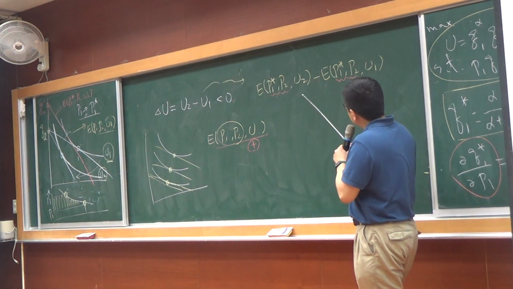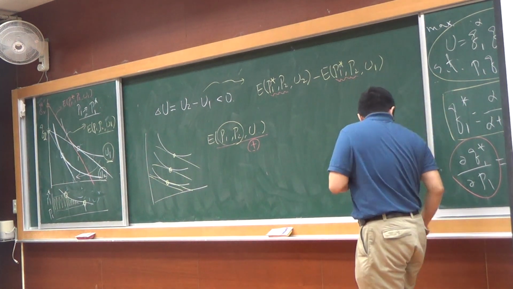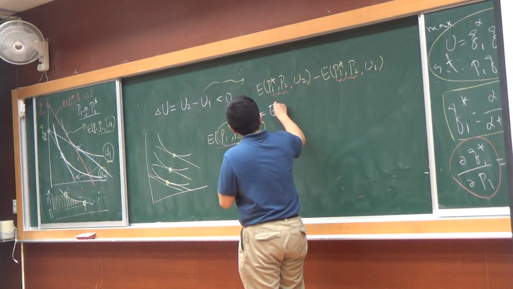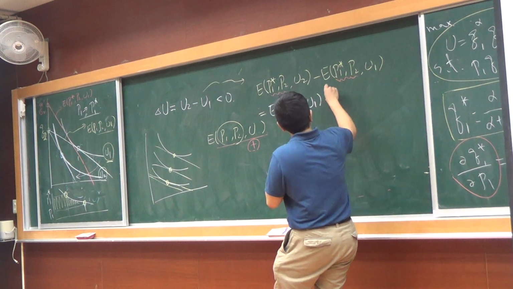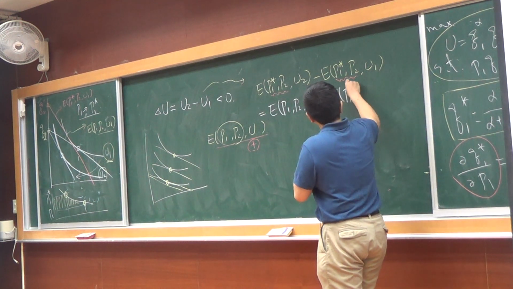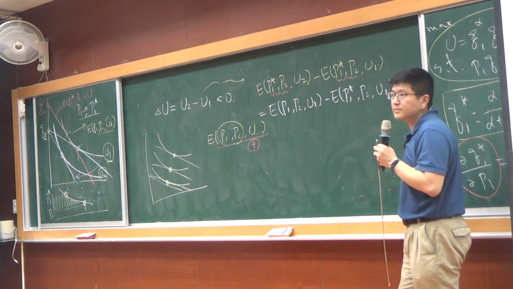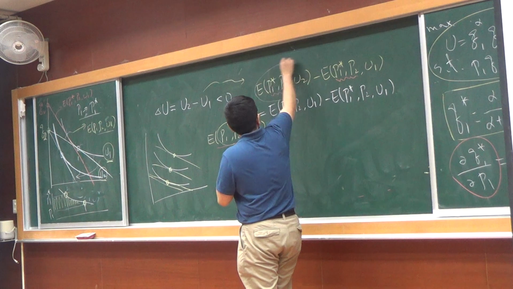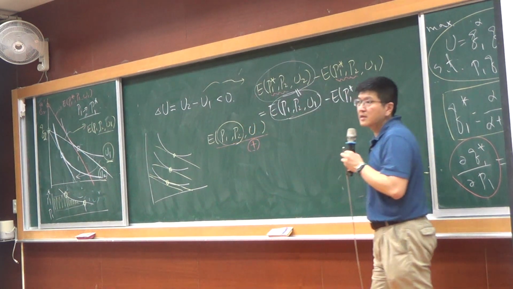And you see the difference of this one with this. It's because we change this into P1, P2, U1 minus P1 star, P2, U1. Right? Do you think this would be equivalent to this one? Yes or no?